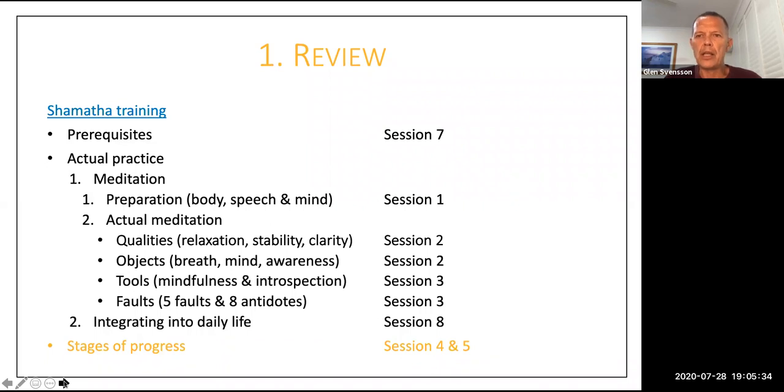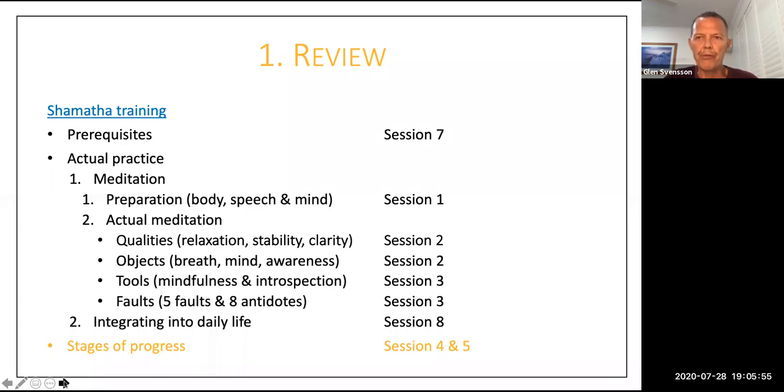And in the Lamrim Chenmo, particularly in the Geluk school of Tibetan Buddhism, then there's also a lot of emphasis on using a mental image of a Buddha as an object for shamatha practice, again, having its own unique benefits. In terms of tools, we saw there are two main tools in this practice, the mindfulness and introspection.